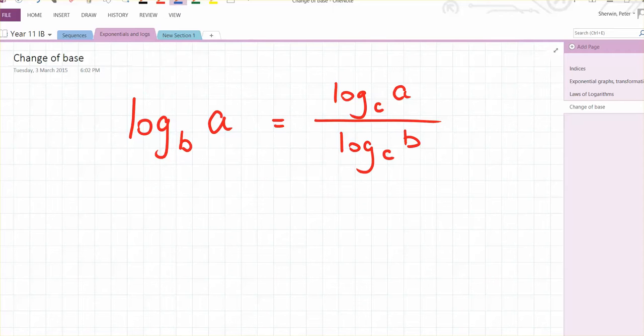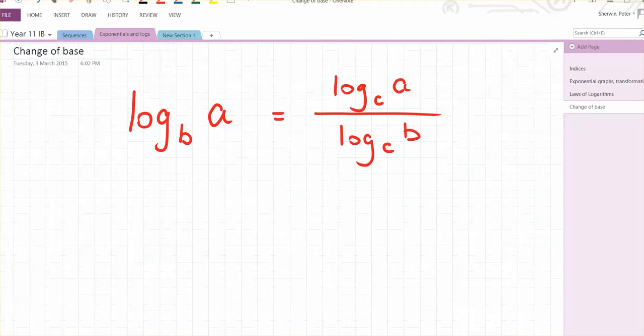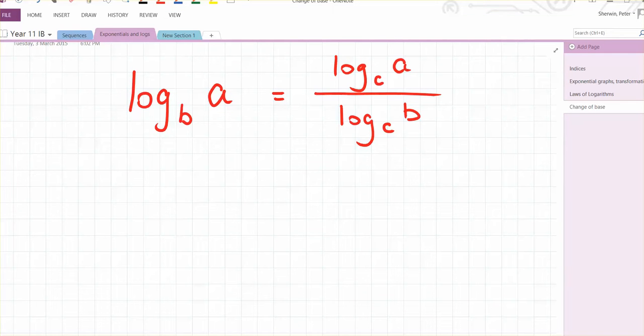So this c can be whatever we want it to be. Now, quite often, to make calculations, we want this base to be 10, because we have calculators that calculate base 10 logs for us at the press of a button. We also have calculators that will calculate base e calculations for us. So let's have a look at how this might work for us in action.